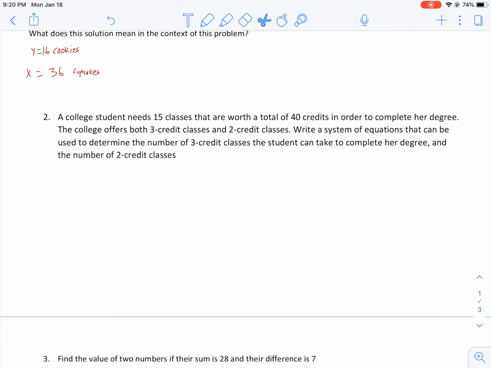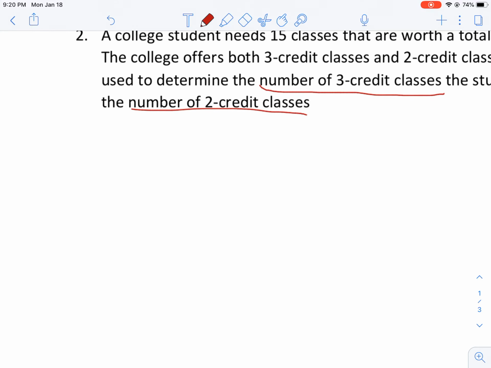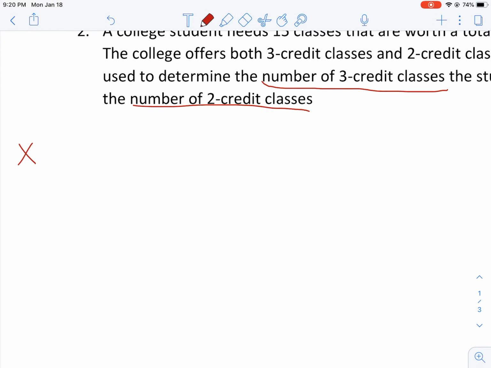This one says a college student needs 15 classes that are worth a total of 40 credits in order to complete her degree. The college offers 3 credit classes and 2 credit classes. Write a system of equations that can be used to determine the number of 3 credit classes and the number of 2 credit classes. So you can see, we're finding 2 things. Those are going to be our x and y. So we can say x is our number of 3 credit classes, and y is the number of 2 credit classes.